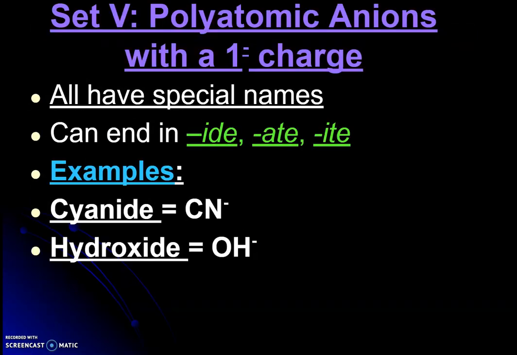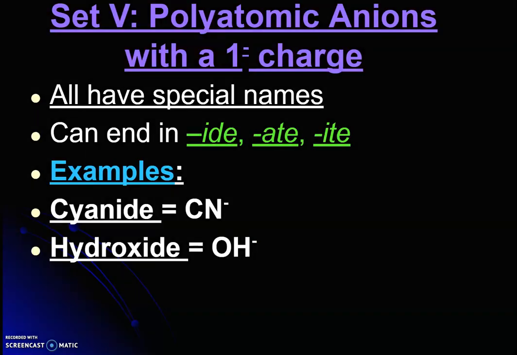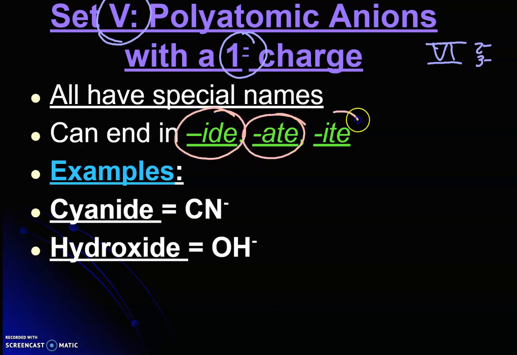So that brings us to set 5 and set 6, which are the toughest ones because these you don't directly use the periodic table for. These will take work. I am not saying that it won't. Set 5 are all the polyatomic anions with a 1 minus charge, and set 6 are all going to be the ones with a 2 minus or 3 minus charge. Polyatomic ions have special names. They usually end in ate or ite, but in some cases there are some ides.